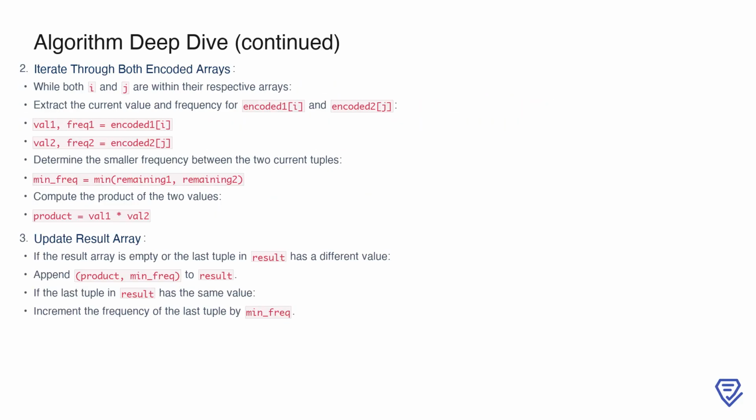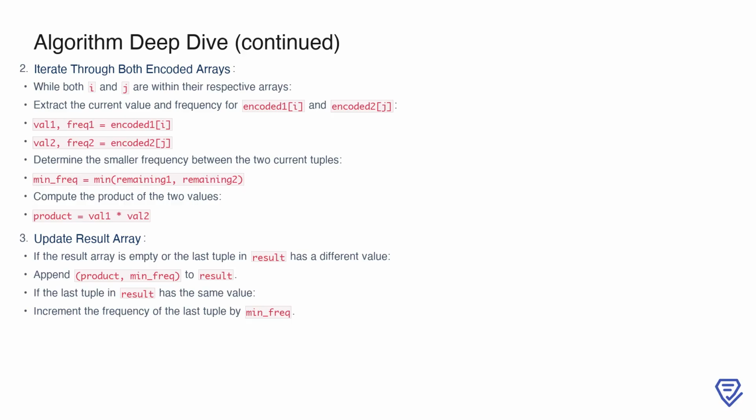Now, we begin iterating through the two encoded arrays. As long as both pointers i and j are within the bounds of their respective arrays, we extract the current value and frequency from the tuples at these positions. For encoded1[i], we retrieve val1 and frequency1, and similarly for encoded2[j], we get val2 and frequency2. Next, we determine the smaller frequency between the remaining counts of the two tuples, which we call min_frequency. This represents the number of elements that overlap between the current sections of the two arrays.